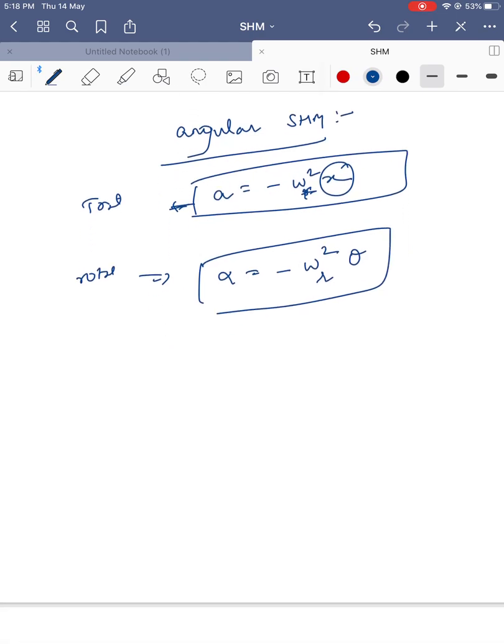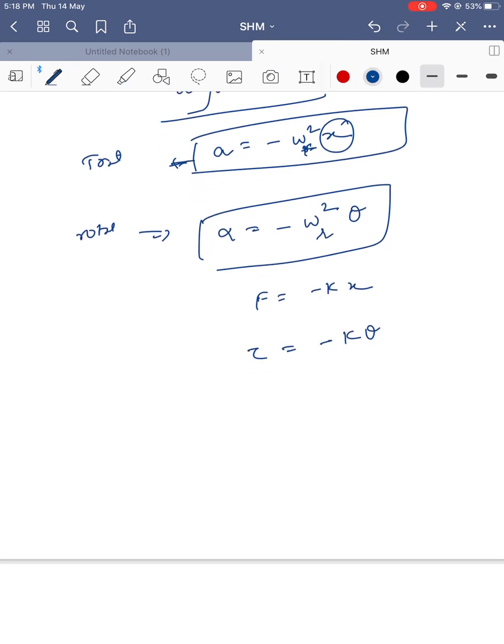In translation, F is equal to minus K into x. Similarly, instead of force, we will write torque is equal to minus K into theta, where K is a constant: K translational, K rotational. So torque tau, I can write it as I alpha is equal to minus K rotational into theta.